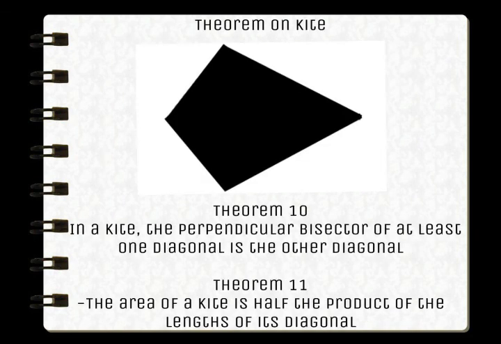Theorems on kite. Theorem 10. In a kite, the perpendicular bisector of at least one diagonal is the other diagonal. Theorem 11. The area of a kite is half the product of the lengths of its diagonals.